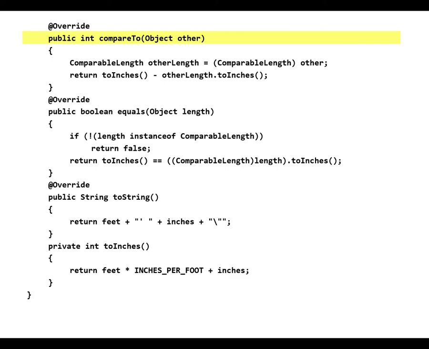Notice that the type of the parameter must be Object. That means inside the method it must be downcast to become a ComparableLength object so that it can be invoked on the toInches method. The toInches method is invoked on both objects and their difference is returned, which is how a compareTo method is customarily written. By subtracting the 2 values, a negative, 0, or positive value is returned in the fashion that we have previously explained.